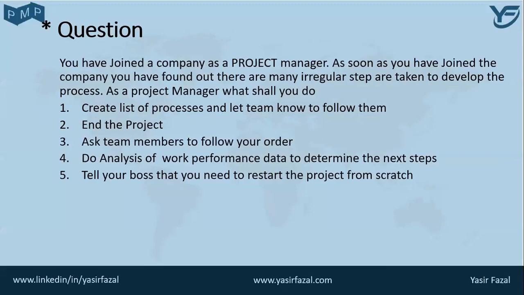The first one is create a list of processes and let the team know to follow them. Second one is end the project. Number three is ask team members to follow your order. Fourth one is do analysis of work performance data to determine the next steps. Or fifth one is tell your boss that you need to restart the project from scratch.